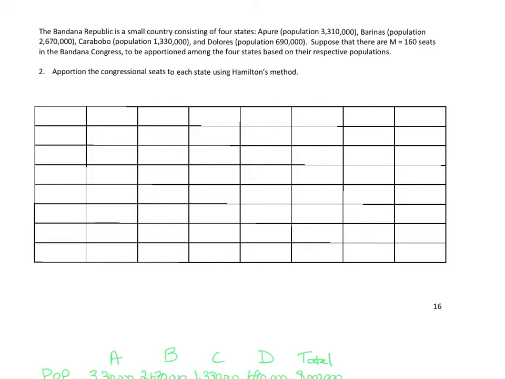And I'm supposed to be doing Hamilton's method. So this is the method from last class. So we'll start there. You always start with the standard divisor, which is the total population divided by the number of seats, which we are told is 160. All right, so that comes out to 50,000 people per seat.